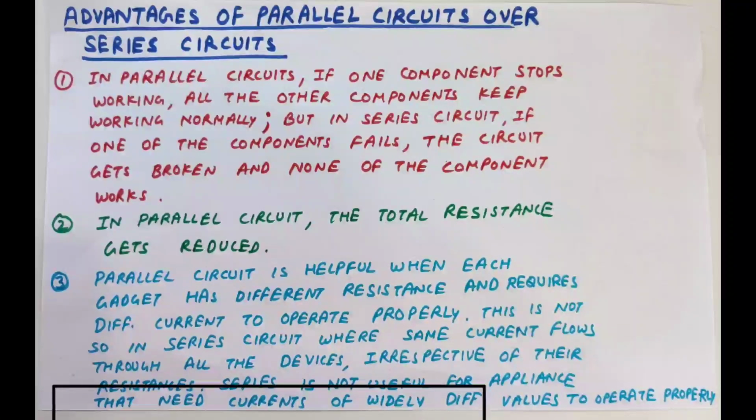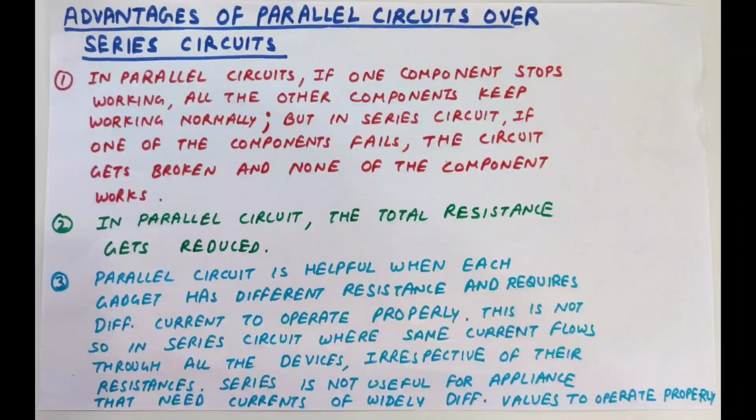Now let us discuss the advantages of parallel circuits over series circuits. Point 1. In parallel circuits, if one component stops working, then all the other components keep working normally. But in a series circuit, if one of the components fails, then the entire circuit gets broken and none of the components works. Second, in a parallel circuit, the total resistance gets reduced, as I told you earlier.